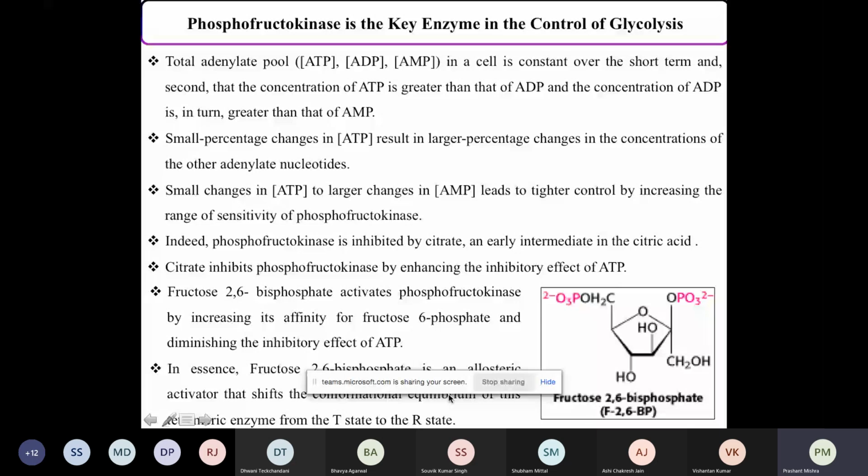So actually, this is acting as an allosteric activator. When I say allosteric activator, what do you understand? That means this will bind with the enzyme, and once it binds, it will either activate or deactivate. Here, what it does is convert the enzyme from the tense state to the relaxed state. When it is a relaxed state, that will be active. When it is a tense state, it is inactive. So the formation and presence of this fructose 2,6-bisphosphate is the one which is controlling. And let's see how it controls.